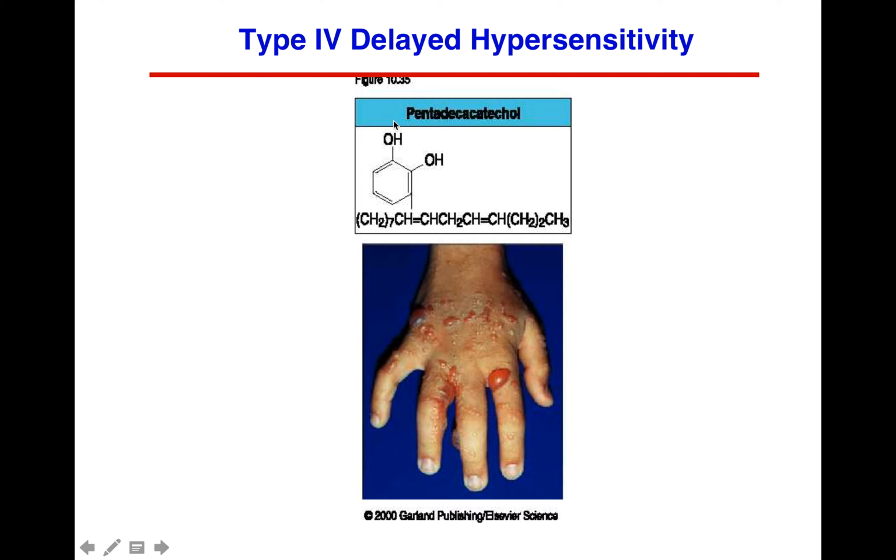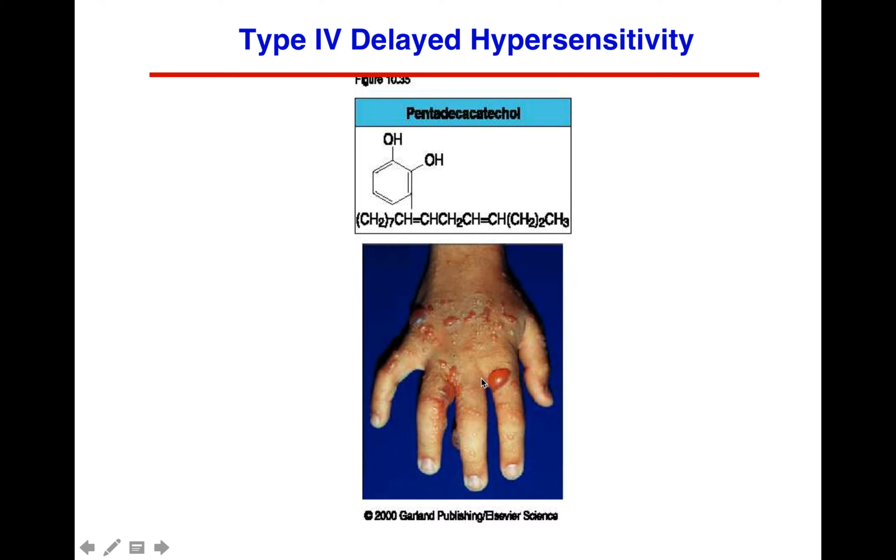And then this catechol, these two oxygens here, these kinds of molecules will interact and bind to just about any protein. These kinds of structures are well known to bind and form strong bonds to lots of different proteins. And so these kinds of things will bind and lock on to the proteins in the skin. This is the kind of reaction you get. This is a pretty severe reaction.